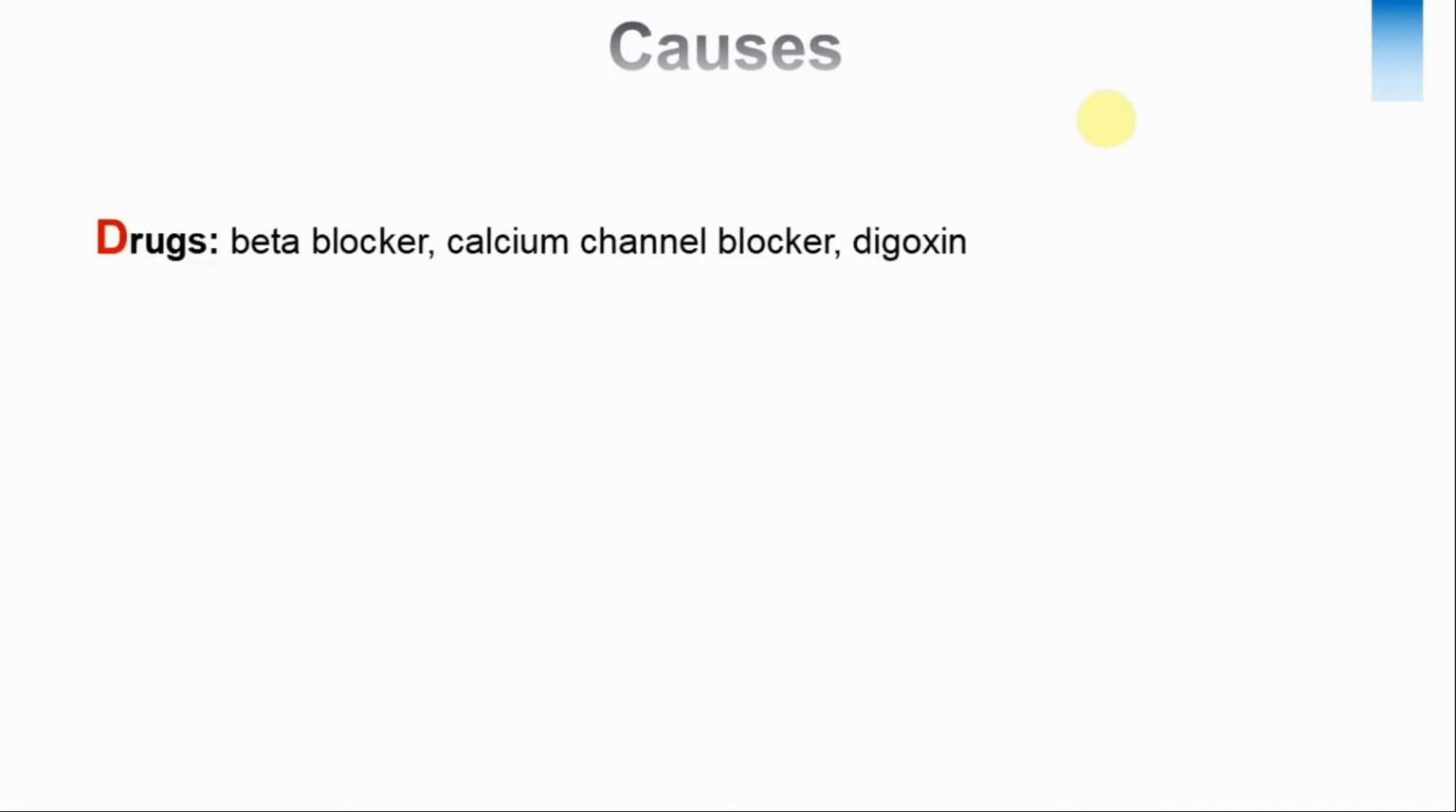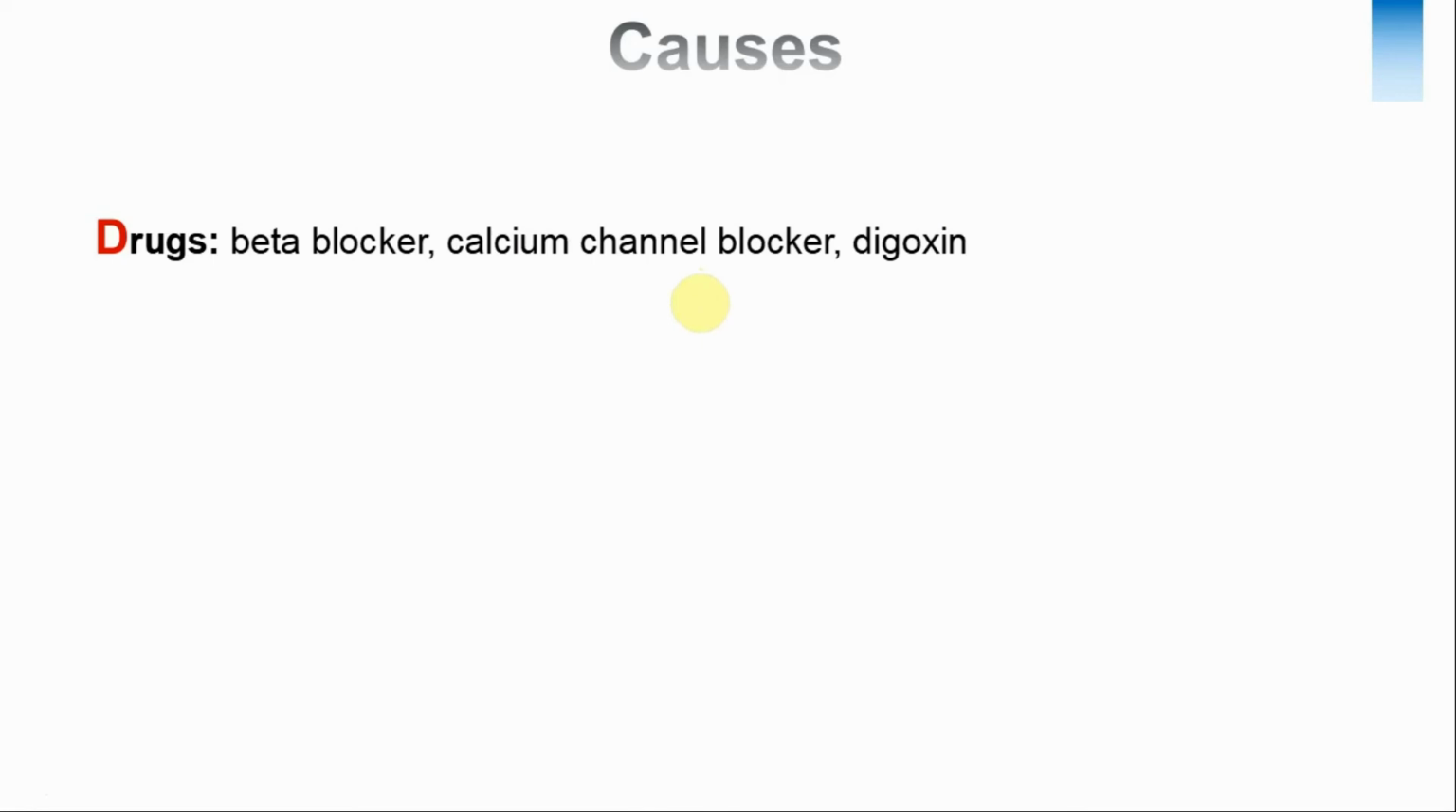Right, so let's focus on why the patient is having this second-degree heart block. Is it physiological? Is it congenital? Is it because of some other problems? To keep life easy, we have a mnemonic called DIMES. Here the D stands for drugs. There are some drugs like beta blockers and calcium channel blockers, especially the non-dihydropyridine group of calcium channel blockers like diltiazem or verapamil.